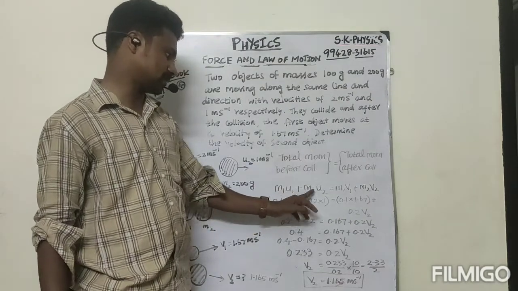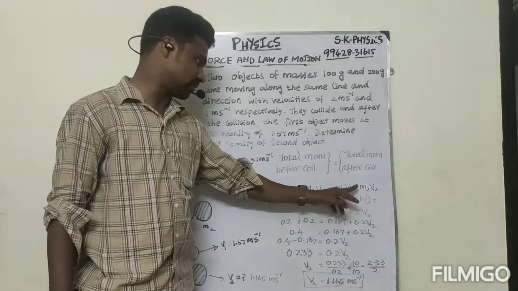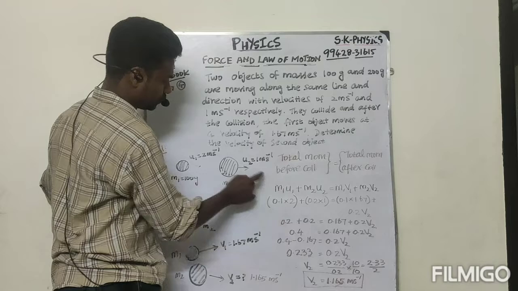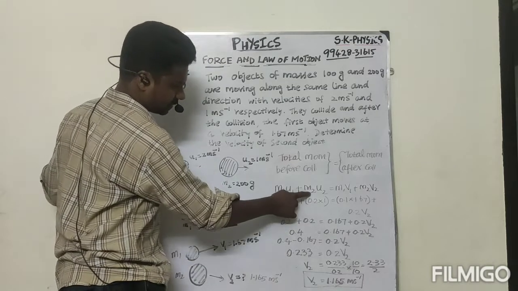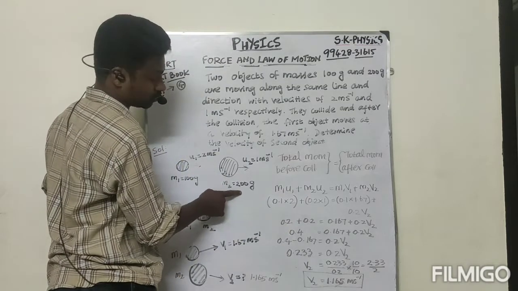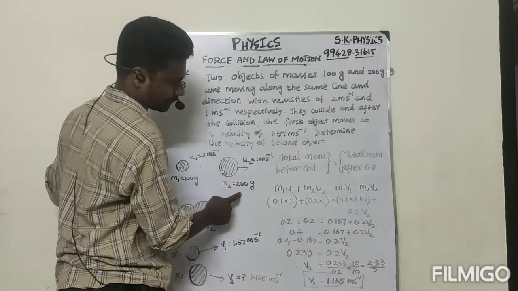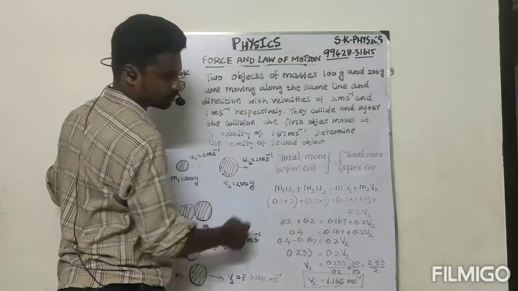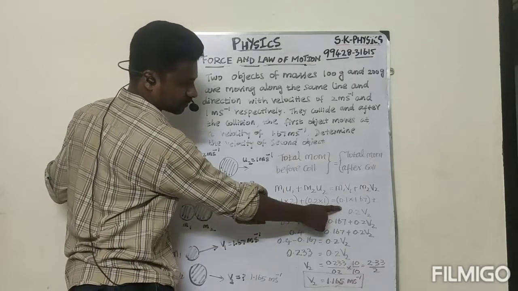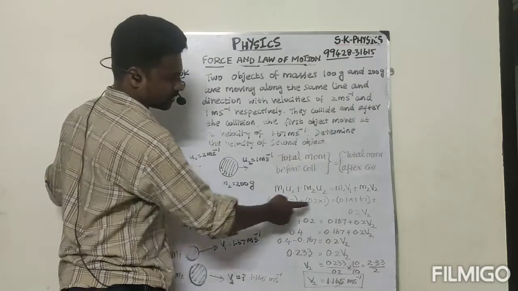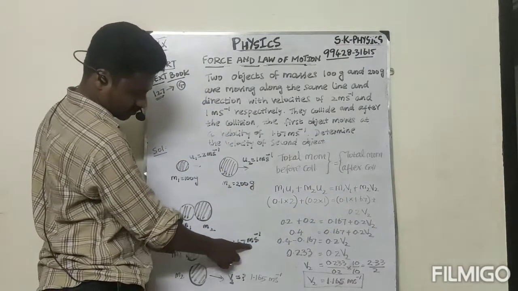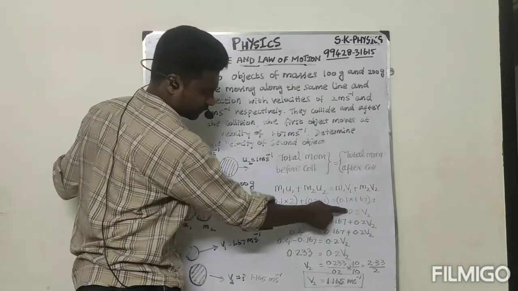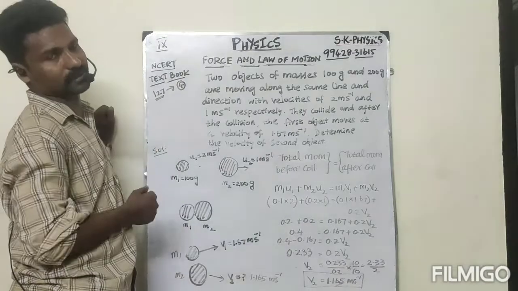I can write m1u1 plus m2u2 is equal to m1v1 plus m2v2. What about the m1 value? 0.1 kilogram into u1 value 2 meter per second, plus m2 value 200 gram, how can we write? 0.2 kilogram. So 0.2 into u2 value, which is 1. Then equal to m1v1. m1 is the same mass, 0.1. But velocity after collision is 1.67, plus m2, 200 gram or 0.2 kilogram into v2. v2 we do not know, that only we are going to calculate.